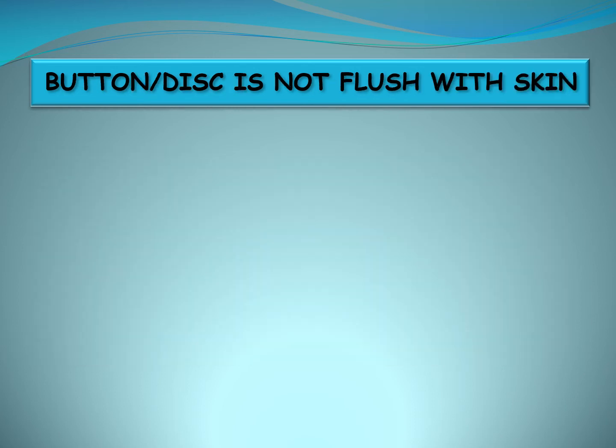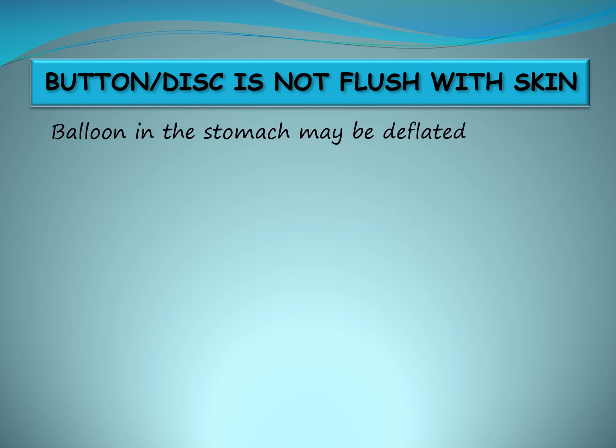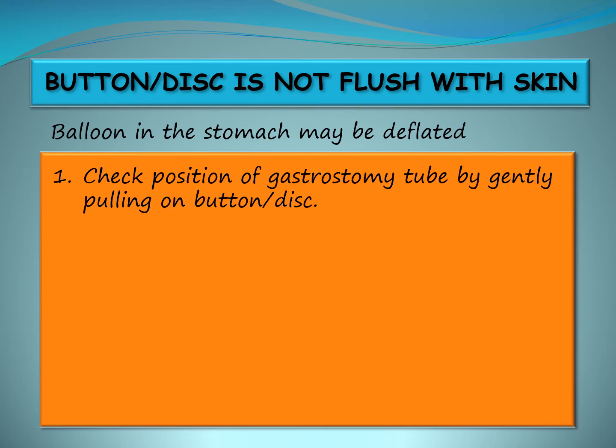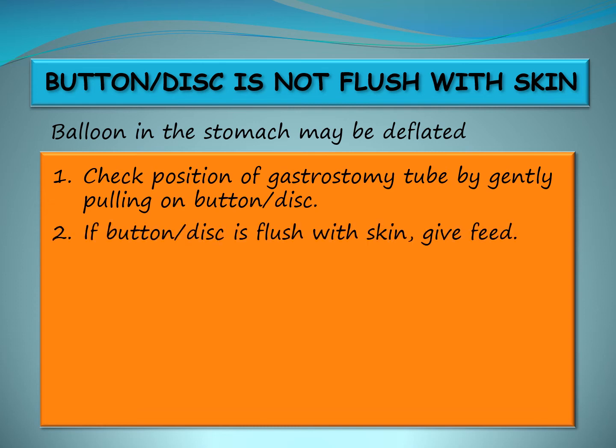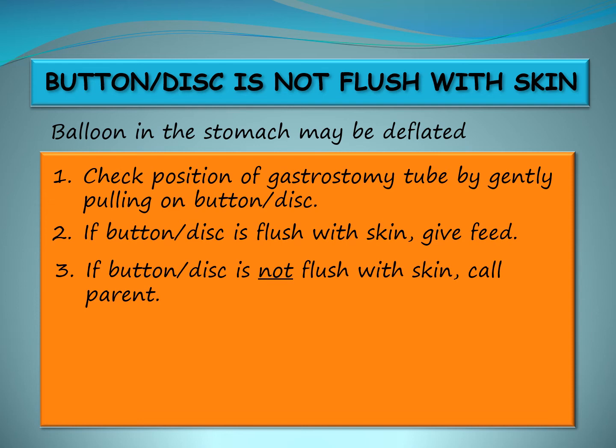If the button or disc is not flush with the skin, the balloon in the stomach may be deflated. This can cause the tube to fall out of the stoma. Check the position of the gastrostomy tube by gently pulling on the button or disc to make sure the balloon is against the stomach wall. If the button or disc becomes flush with the skin, the feed can be given. If the button or disc is not flush with the skin, call the parent. Do not give the feed.